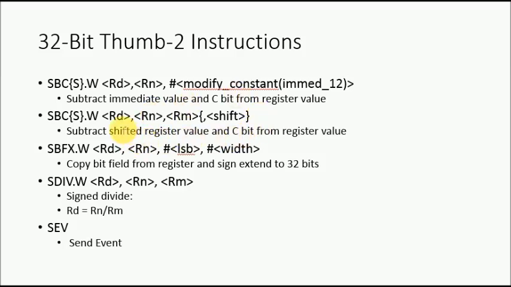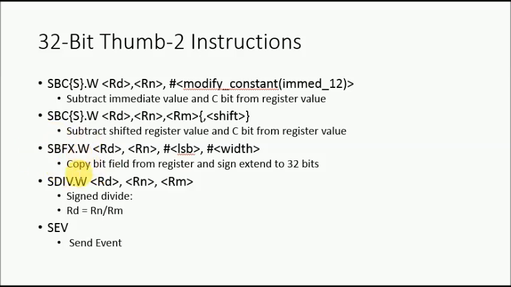SBFX.W Rd, Rn, #lsb, #width. This instruction copies a bit field from the register and sign extends it to 32 bits. Remember one more thing: the starting bit position is provided and the width is provided. Within those particular bit positions, this instruction will operate.